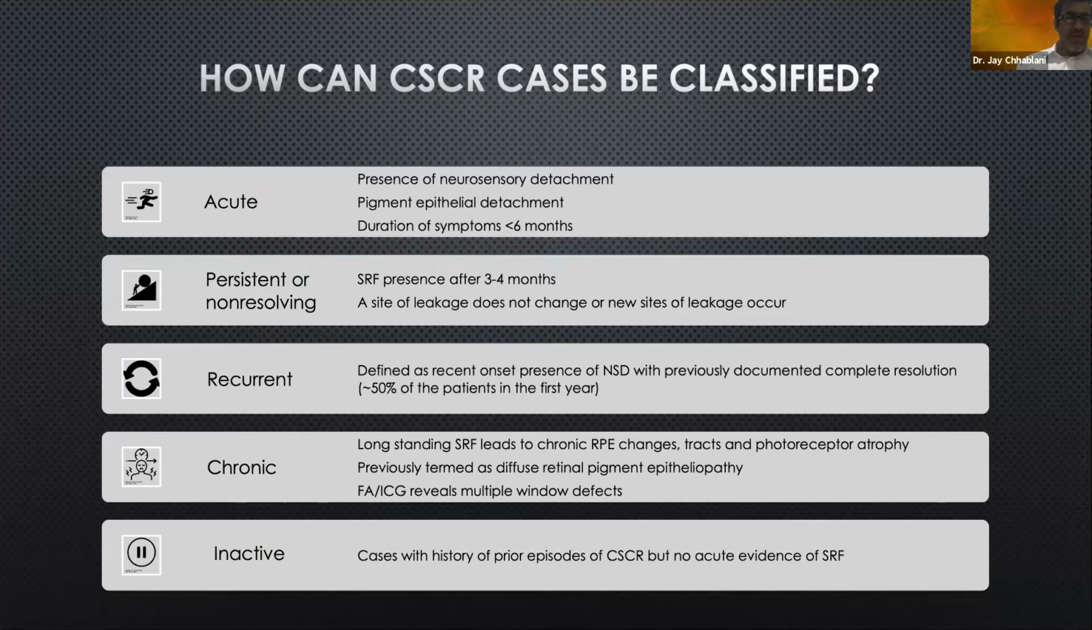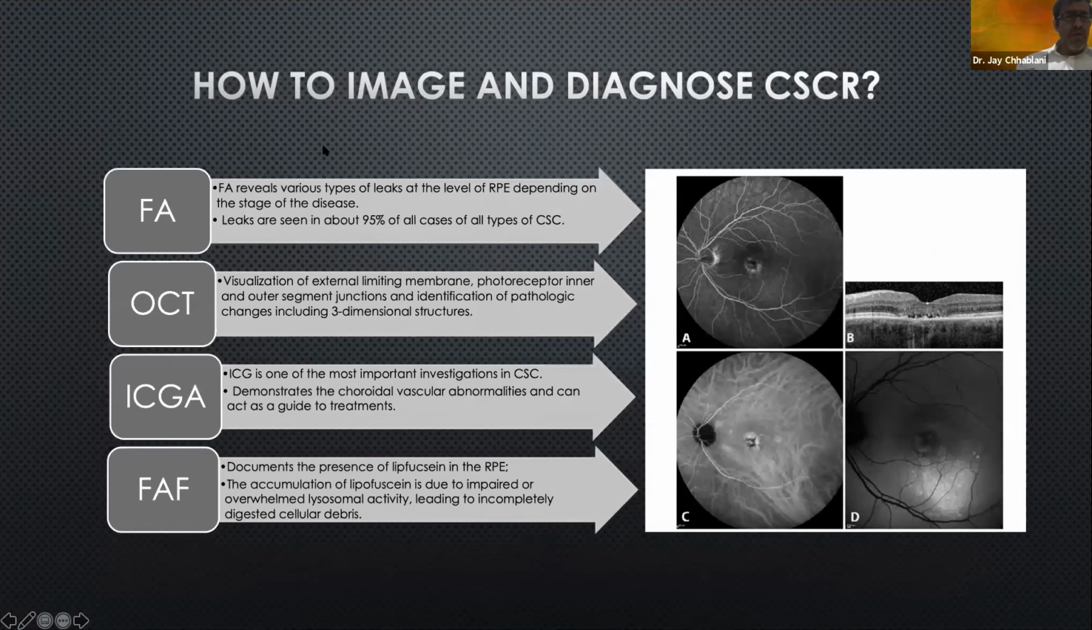Now we have a new classification which we reported last year, on the basis of multimodal imaging. How do we image CSR? We all have been using fluorescein, OCT, ICGA, and fundus autofluorescence. I'm not going into the detail of this, but these are imaging modalities which are very important to grade the CSR severity, as well as to define what kind of treatment we are going to offer and follow up these patients.